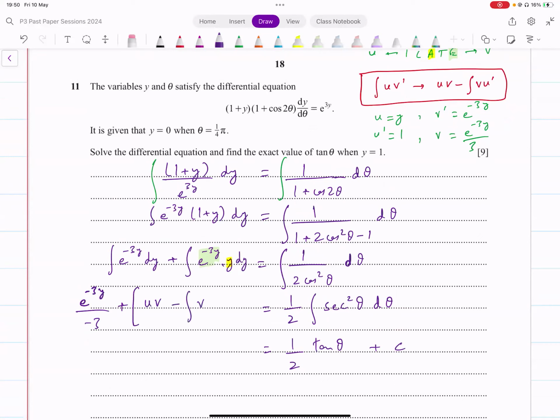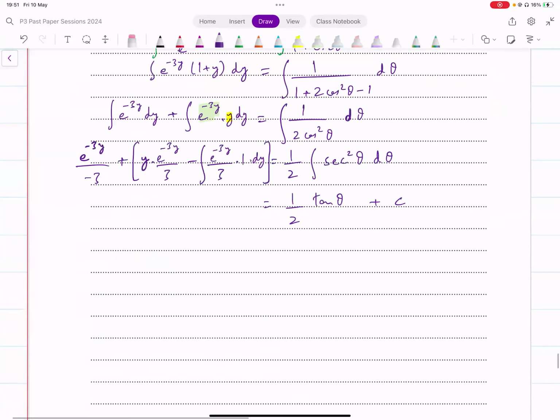uv minus the integration of vu dash, right? You just need to input values here. u as it is. What's u? u is y into v, which is e^(-3y), minus the integration of v, which is e^(-3y), into u dash, which is just 1. This is what we now need to integrate with respect to y. Let's integrate this further.